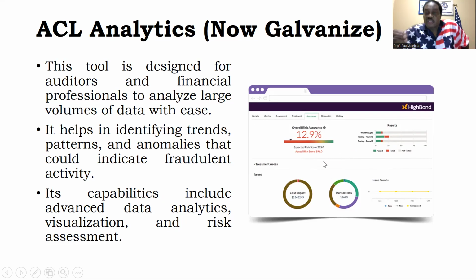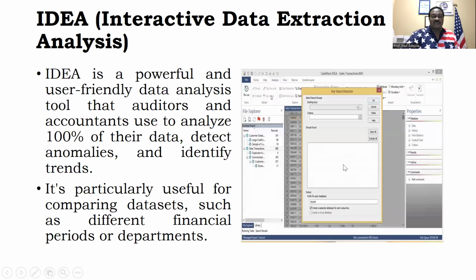See it here. It will give you a pictorial representation of the analysis that's being carried out. See what we have here is overall risk assurance, 12.9%. That's what we have there. Then we have the second one, IDEA.